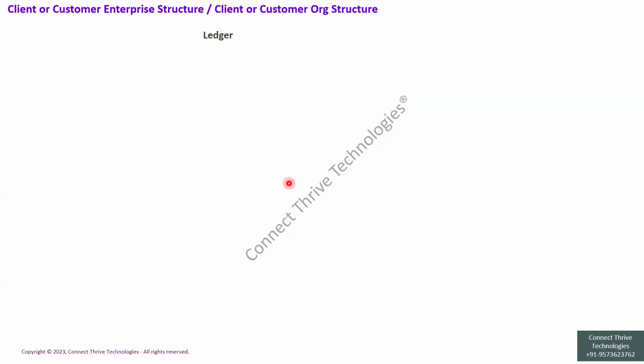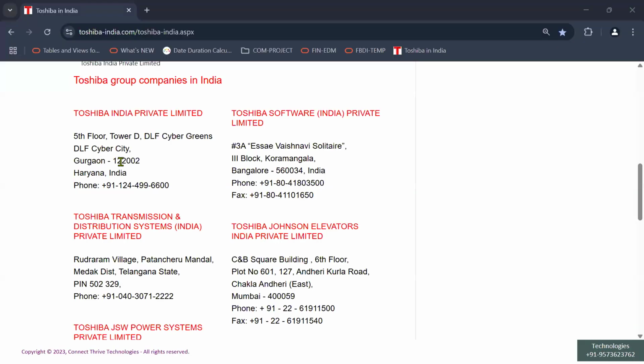Let's see here. The very first business we have is Toshiba. When it comes to Toshiba, they are doing business within India only. They have operations in different countries, multiple locations across the globe, but as part of India, if you see here, these are the India divisions.